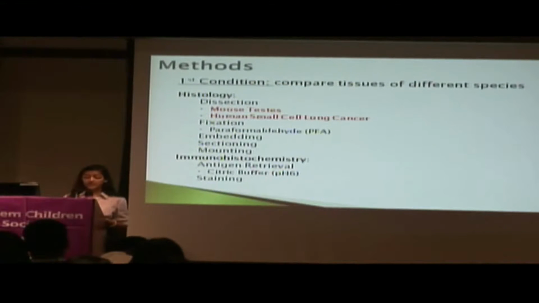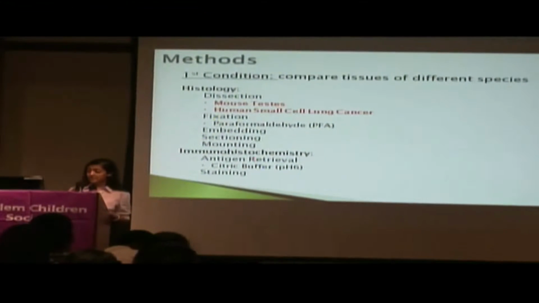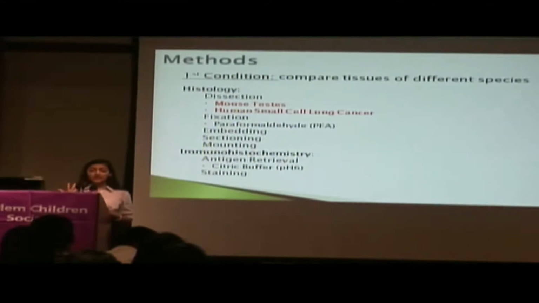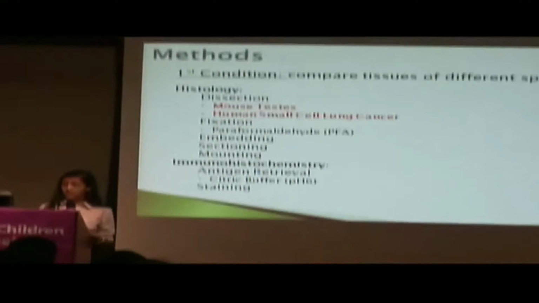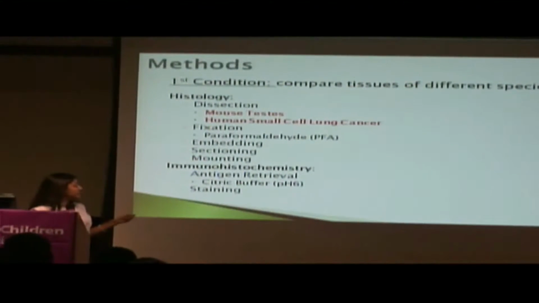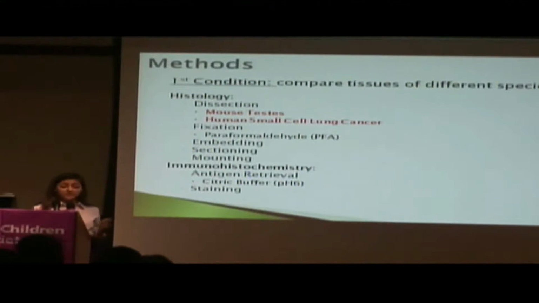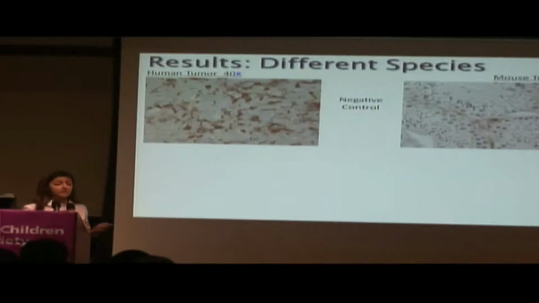So the methods. First we wanted to compare different tissues, human versus mouse. So we took mouse testes and a human small cell lung cancer, and then we used standard fixation and antigen retrieval methods that were used in the lab as standard procedures. For fixation, we used paraformaldehyde, and for antigen retrieval, we used the citric buffer, which had a pH of 6.